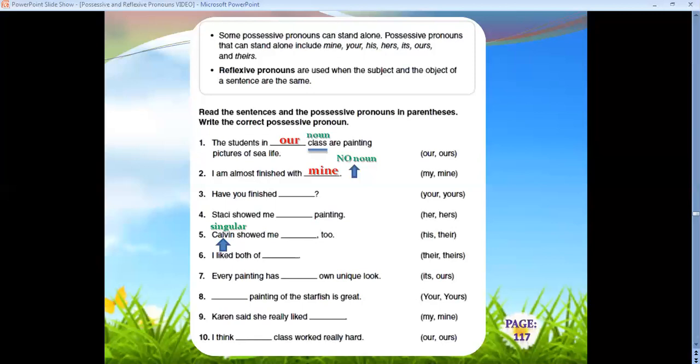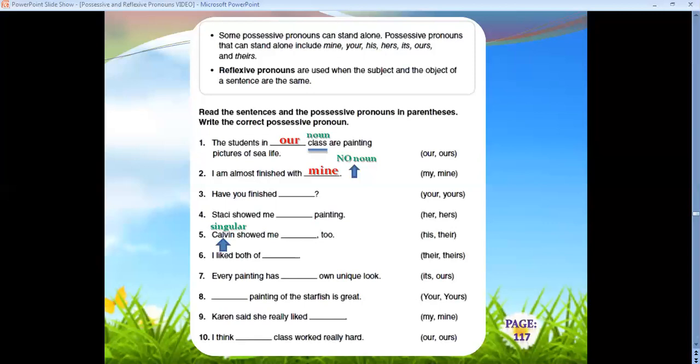Let's have a look here. Every painting, singular, one painting. So I have its, which is singular, and ours, which is plural. What do you think? Of course I'm going to use its. So every painting has its own unique look. Great. Number 8. I have your or yours. Painting of the starfish is great. Oh, I love starfish.